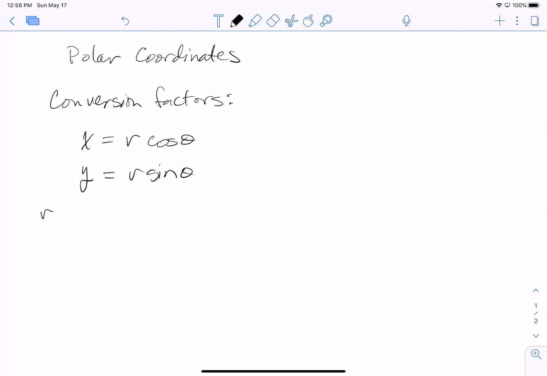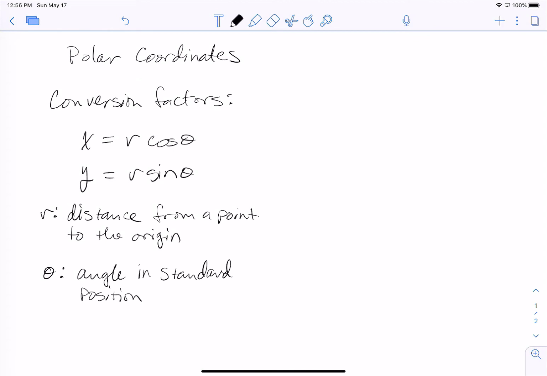We're going to start our look at polar coordinates looking at conversion factors. X and Y in the rectangular coordinate system can be converted to polar coordinates using x equals r times the cosine of theta, y equals r times the sine of theta, where r is the distance from a point to the origin and theta is the angle in standard position that indicates where the point is on the plane.